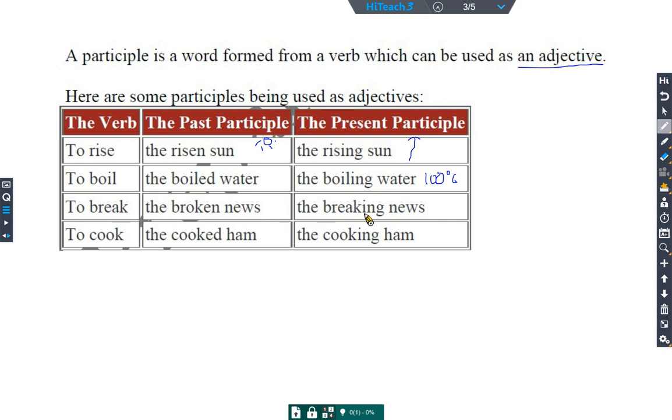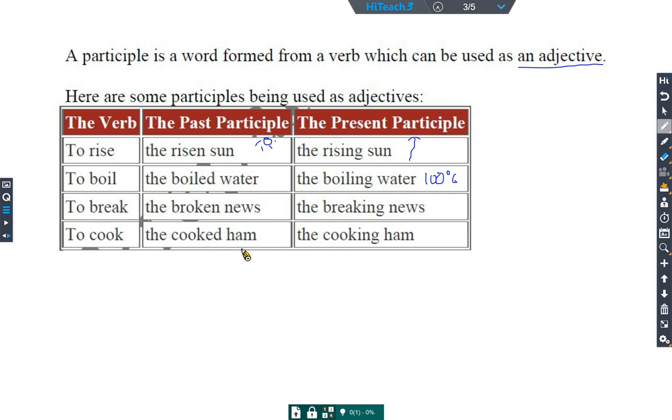Broken news and the breaking news. The broken news is actually a TV program by BBC. So you can have a look at YouTube. And breaking news, it means the latest, which suddenly happened news. So coming in a very immediate way. So that's the breaking news. And then let's have a look at this one.